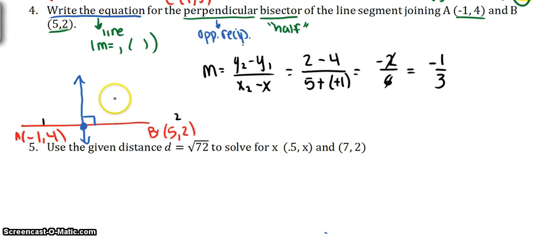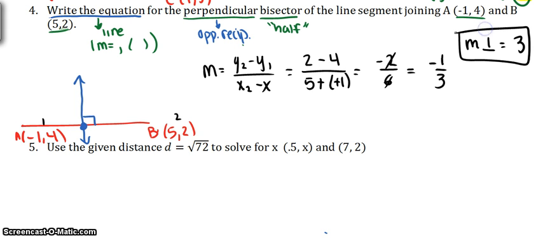Okay, but we want the equation for its perpendicular bisector. So the slope of the perpendicular line will be the opposite, so it'll be positive, and the reciprocal, which is 3 over 1, or just +3. Now that we have our slope here, we need to find a point that's going to be on this line so we can find the equation of a line. Now, what point do we know for sure is on this blue line? That's the midpoint of A and B. So we're also going to need to calculate that, and then we can plug it into our point-slope form to find the equation of the line.